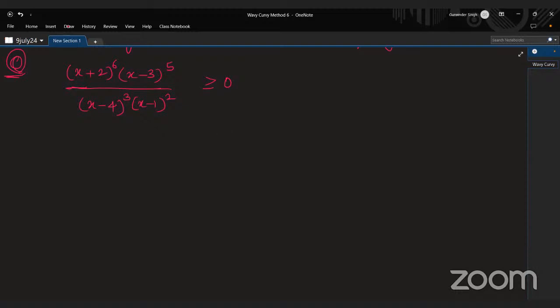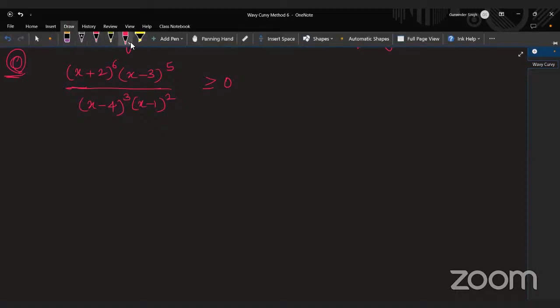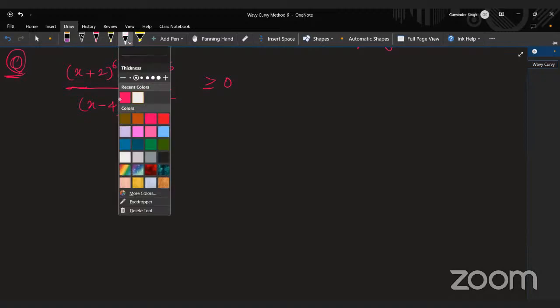Okay, so how will you solve this problem? How will you solve this problem? So first of all, you will find out the points, the important points, critical points.